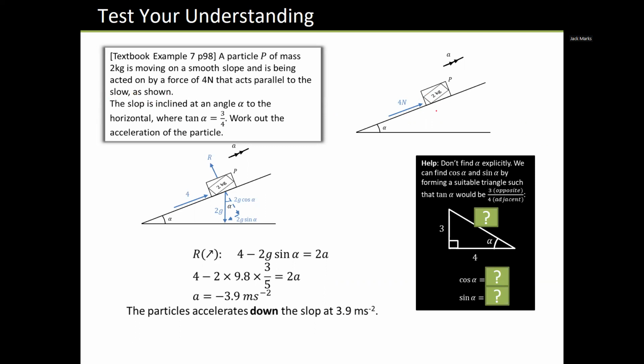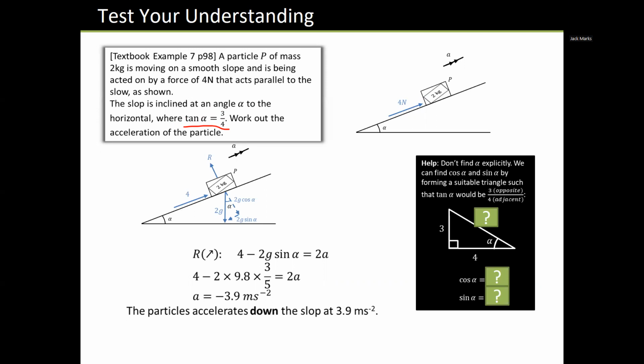Okay, so this is drawn for us, okay? And the acceleration is drawn for us. So we don't need to worry about where everything comes from because it's being shown to us. The slope is inclined at an angle alpha to the horizontal, where tan alpha equals 3 over 4.